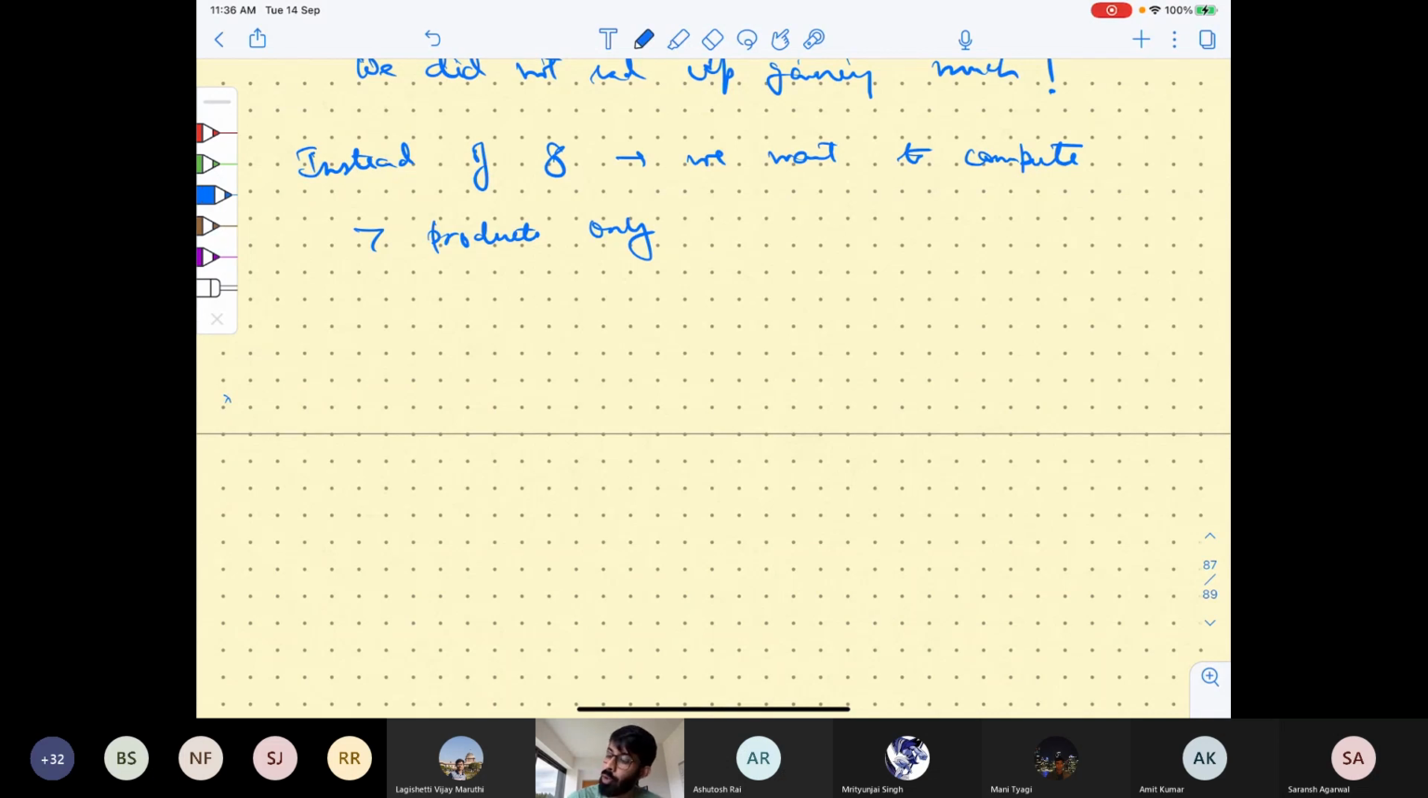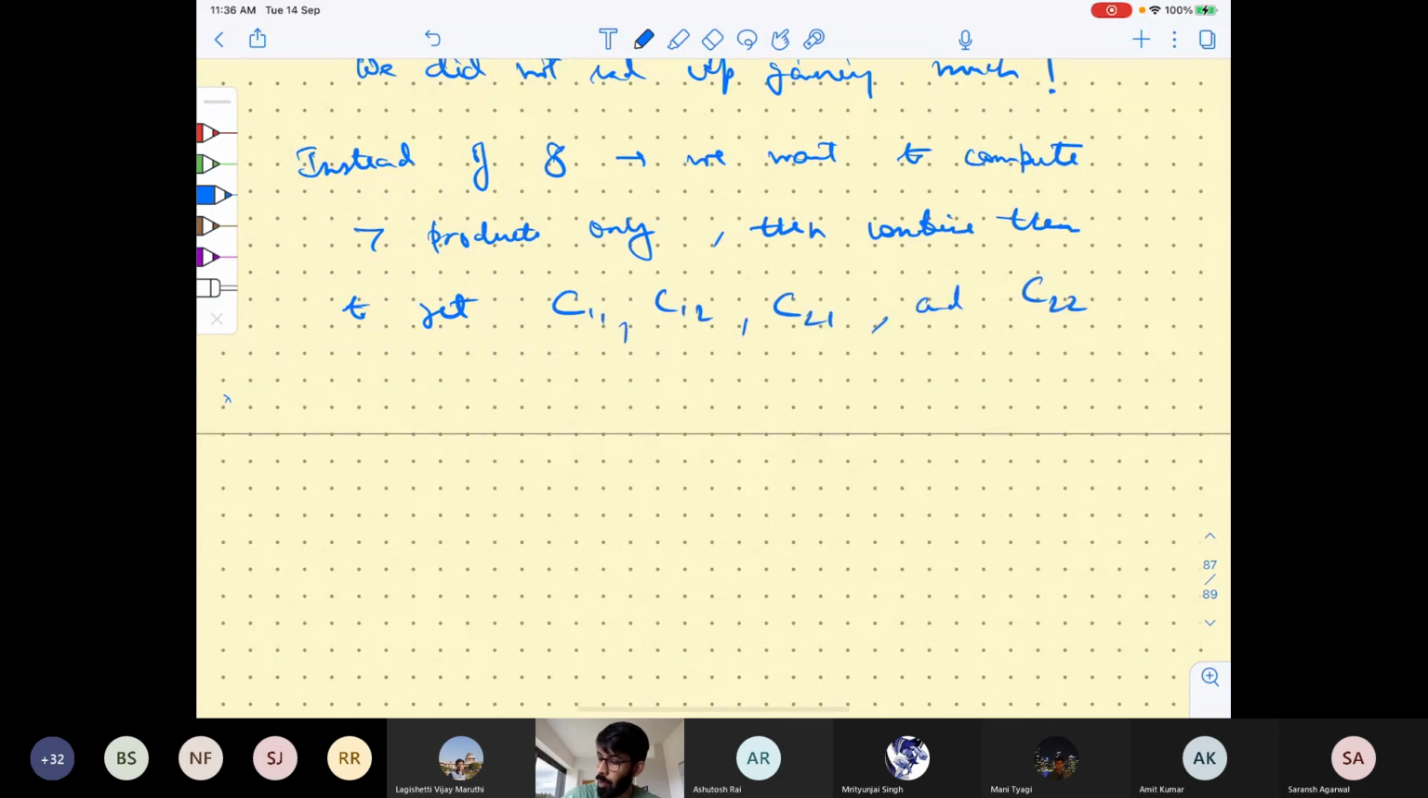So something similar you want to do here also. You want to compute 7 products only and then combine them to get C11, C12, C21, and C22. Combine them, meaning now again you want to add or subtract, whatever. Good.